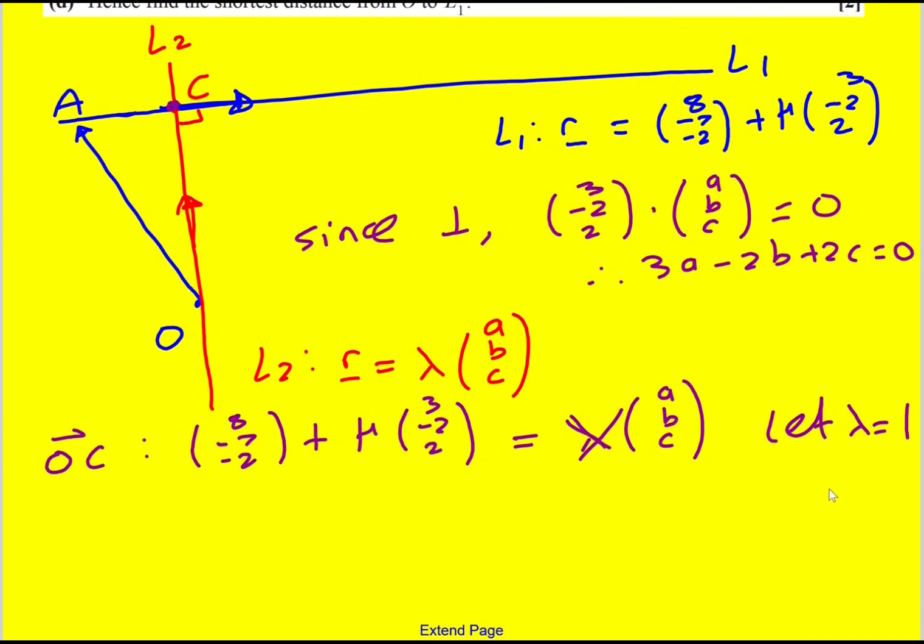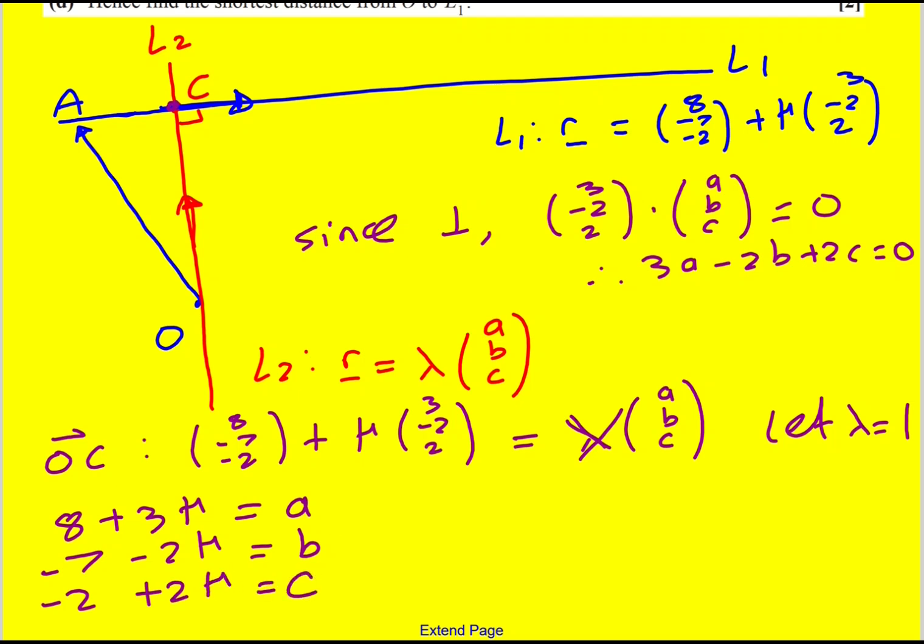And that's great because now I can write some equations down for A, B and C. So I've got 8 plus 3 mu is equal to A, minus 7 minus 2 mu is equal to B, and minus 2 plus 2 mu is equal to C. I just want to make sure you're happy that I got rid of that lambda. Remember, ABC is just a direction vector, so I can times it by whatever I want, and I've just decided to scale it in such a way that lambda is equal to 1 at C. There's nothing stopping me doing that. Right, that's my last explanation of it.